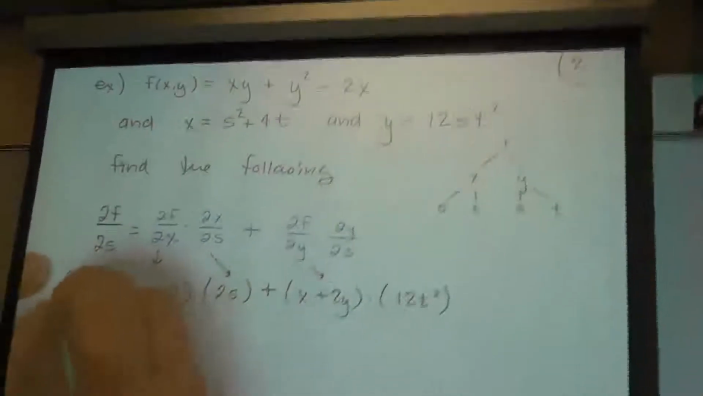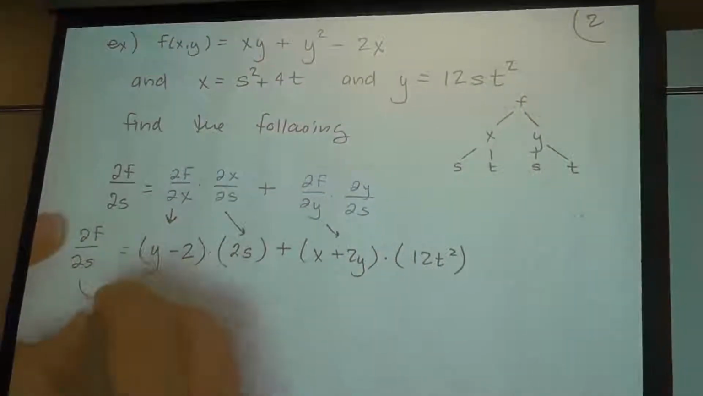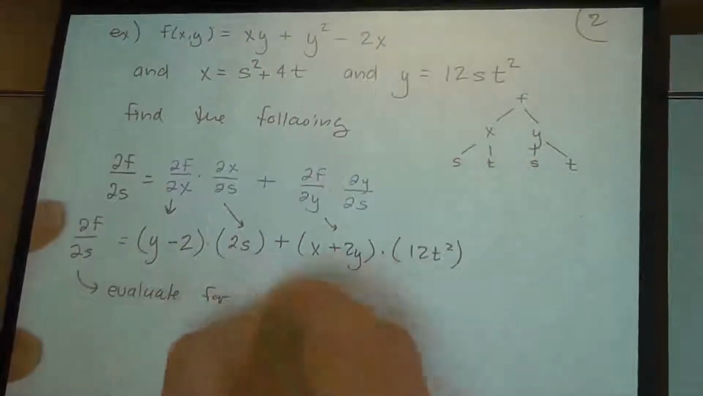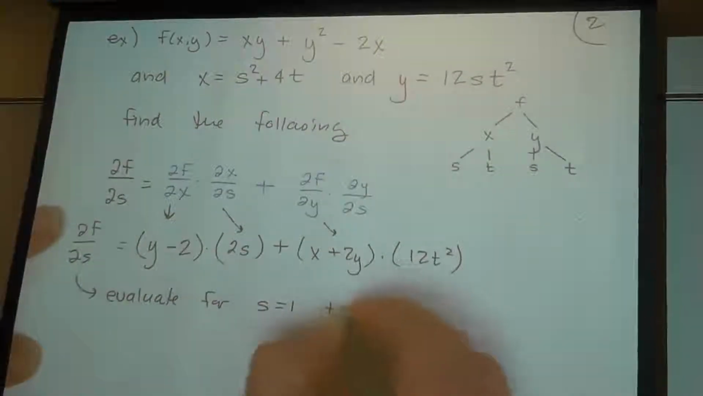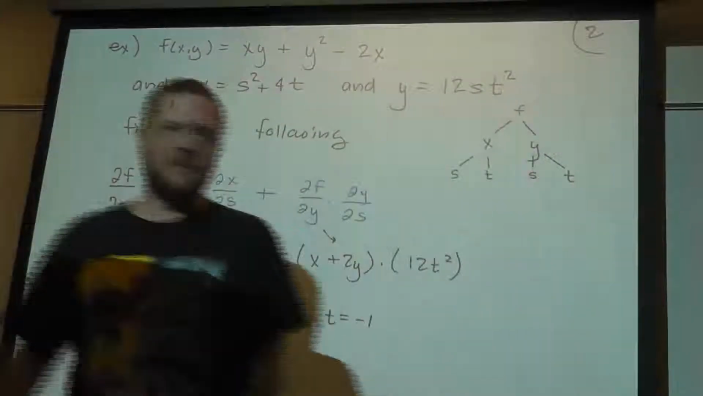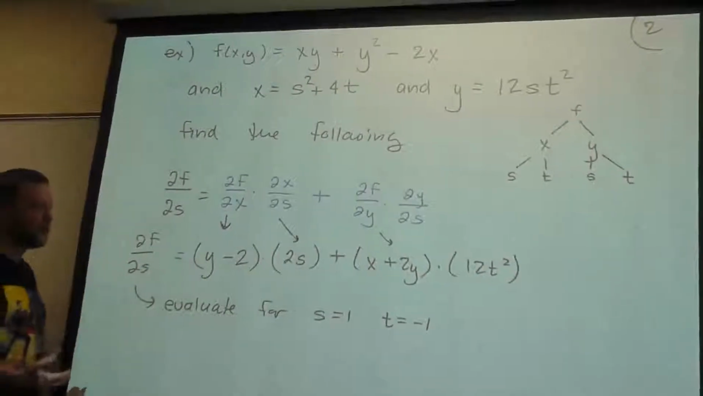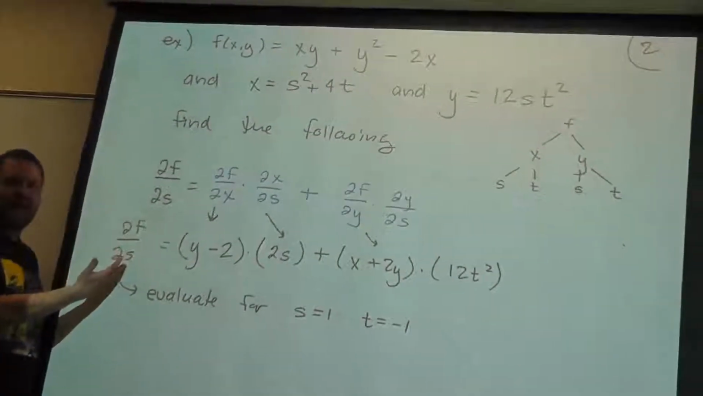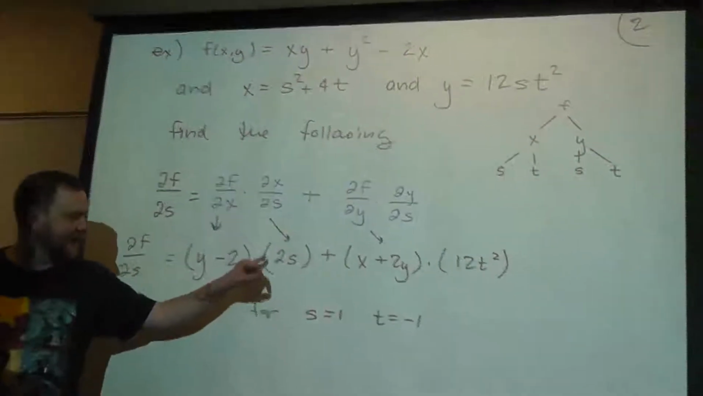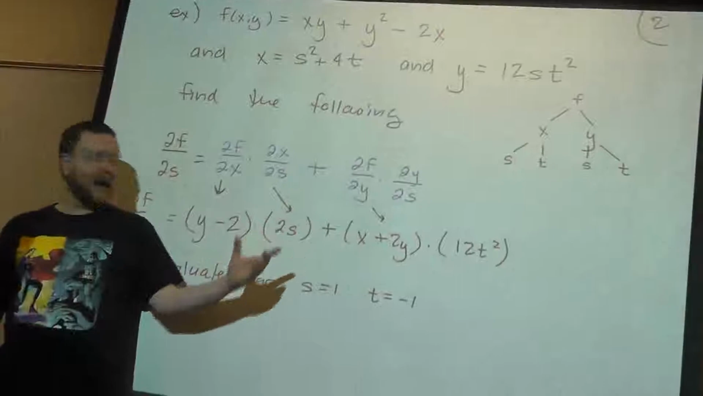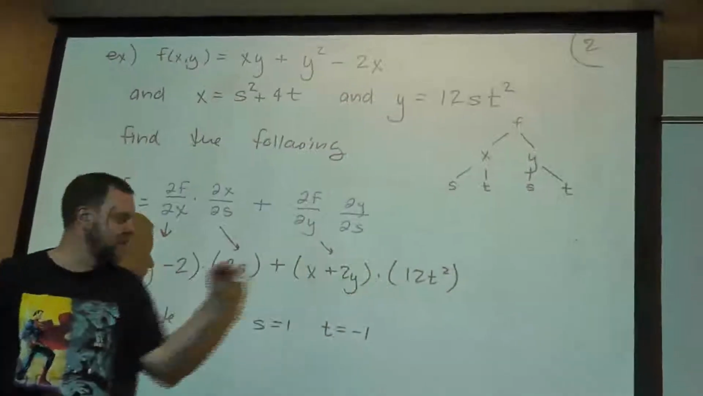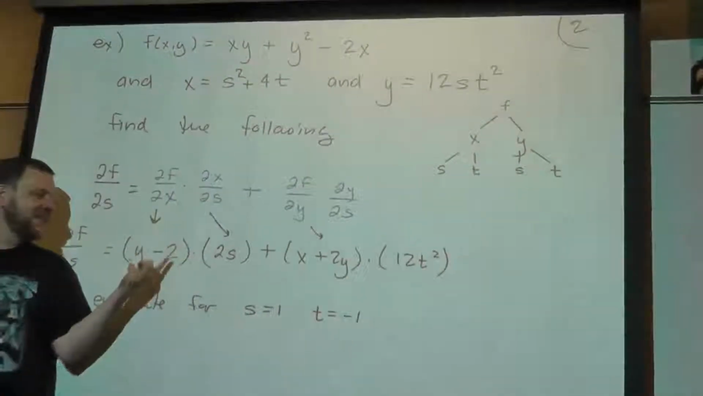Partial of f with respect to s. Because you may be asked to do this: evaluate this for s equals 1 and t equals negative 1. In other words, what would the rate of change of f be with respect to s if those were my s and t values? Okay. So luckily, I've got t's and s's literally in this mix. So I know this is going to become 2 times 1, and that's going to become 12 times negative 1 squared. So I know these values. But where am I going to get these values?